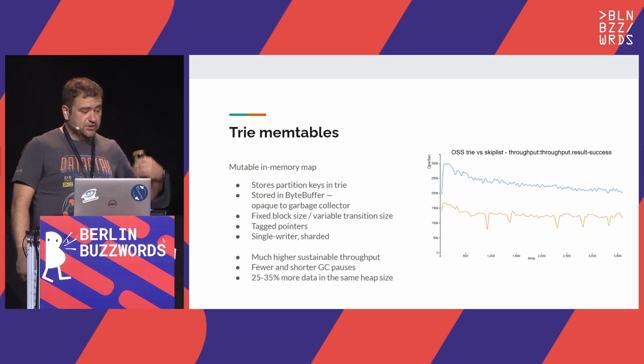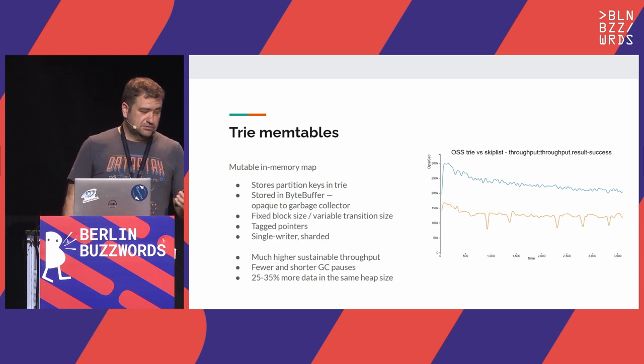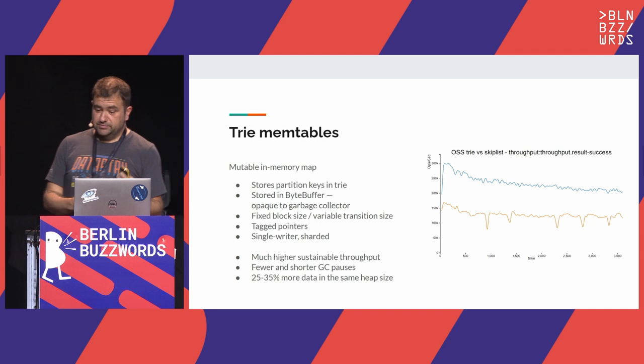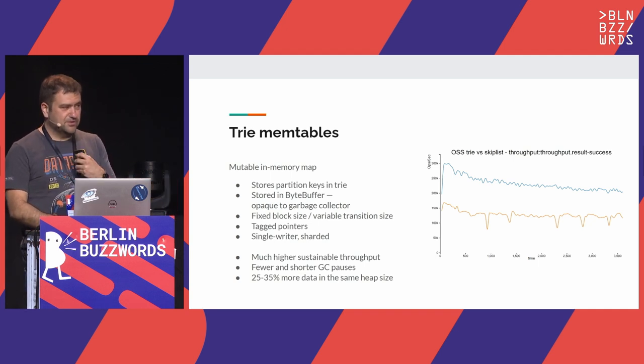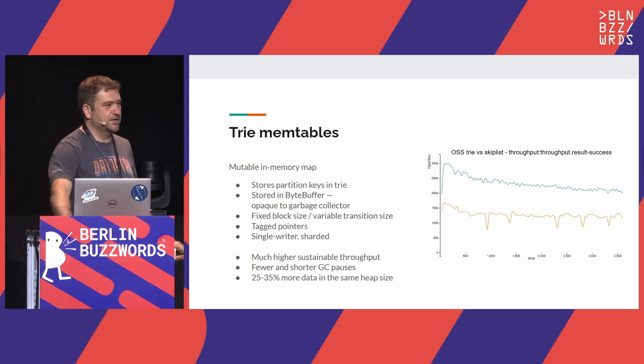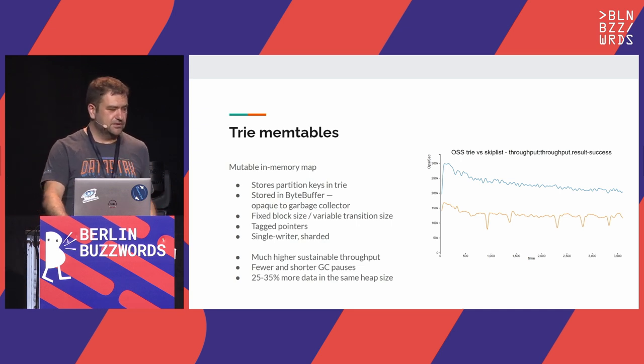Another thing that we saw, because the data structure is more compact, we can fit more data in the same heap size, which is beneficial for other things down the pipeline as well. We can do less compaction when we're fitting more data in memory.